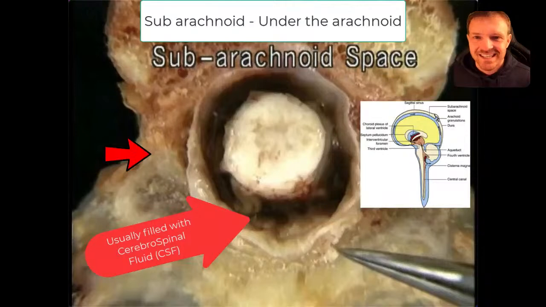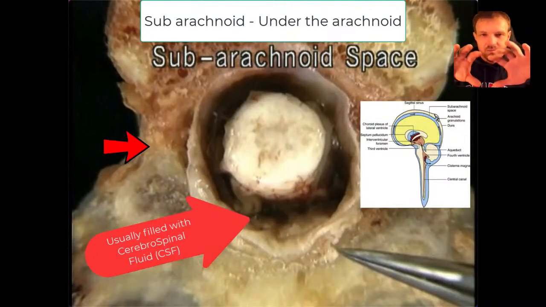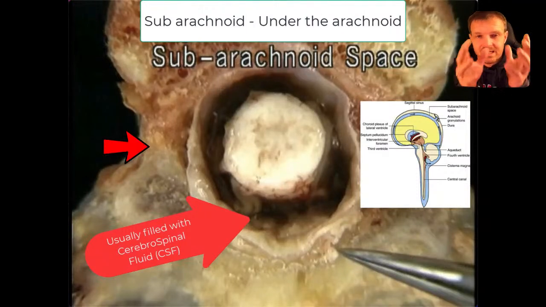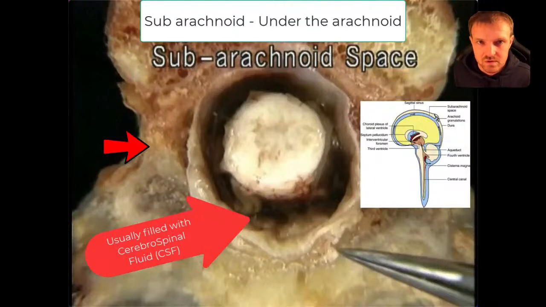Okay, so yeah, so that is CSF, cerebrospinal fluid. It basically covers your cerebral space, so around the brain, and all of the spinal cord as well.